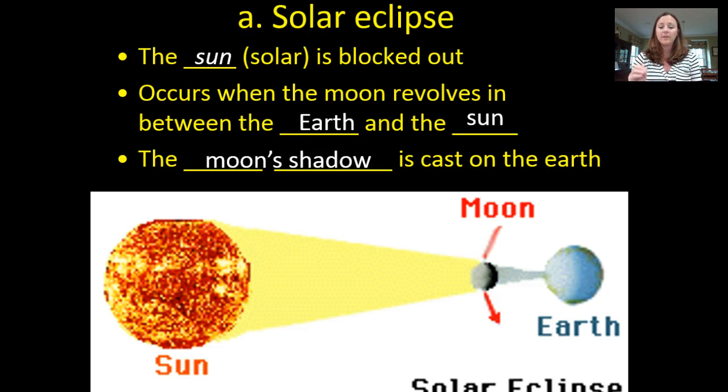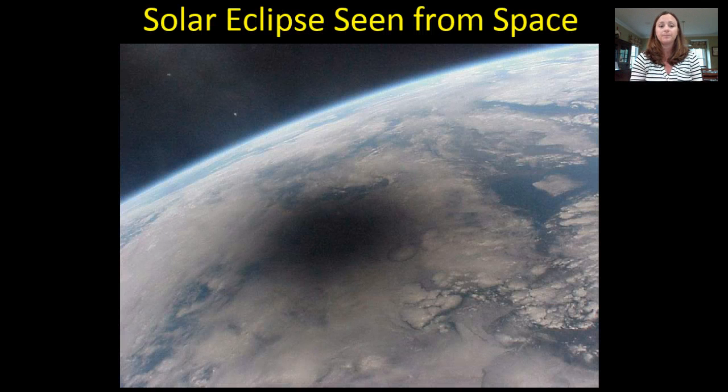upon the earth. So if you look at this diagram, we have the sun, we have the moon, and we have the earth. And you can see that the moon is blocking the sun's light, casting a shadow onto this location on the earth. Now, not every location on the earth will witness this solar eclipse. It's only the location on earth that's directly underneath or in line with the moon. This is a picture of a solar eclipse taken from space, so you really can see the shadow that's being cast from the moon onto the earth.